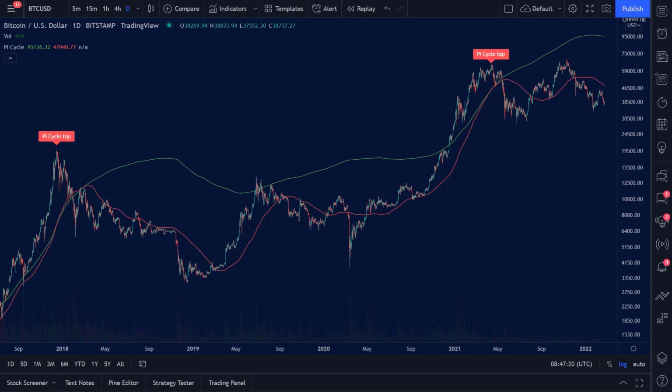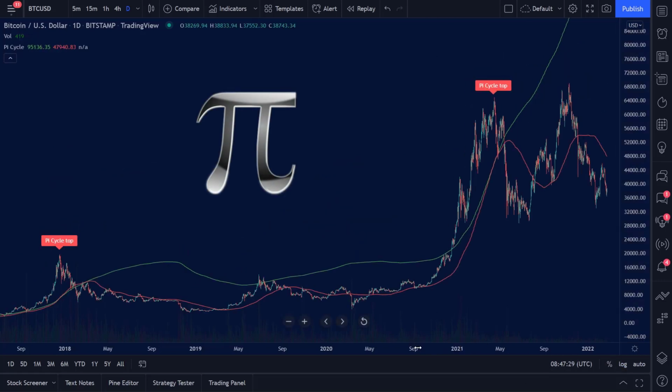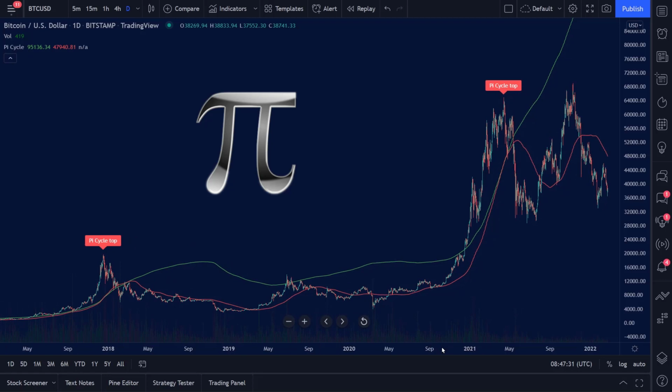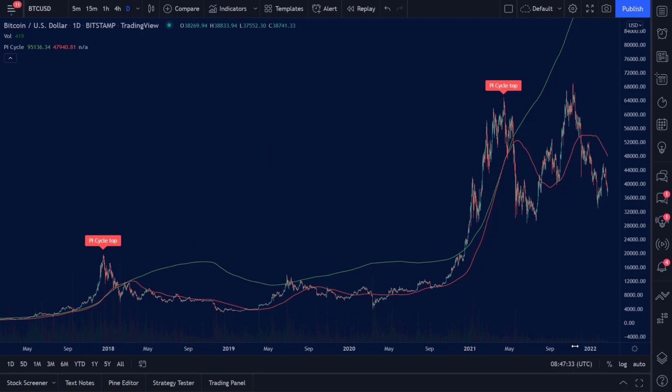The reason why this indicator is called Pi Cycle is that 350 divided by 111 is 3.15, which comes very close to the number pi, and for all you people that don't know what the number pi is, it's actually 3.14. So all in all, again a nice tool to have in your toolbox for predicting cycle tops.